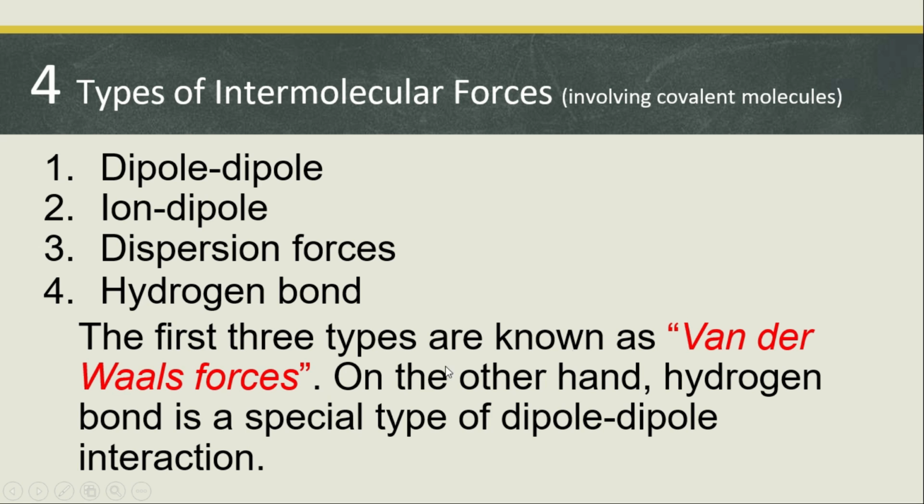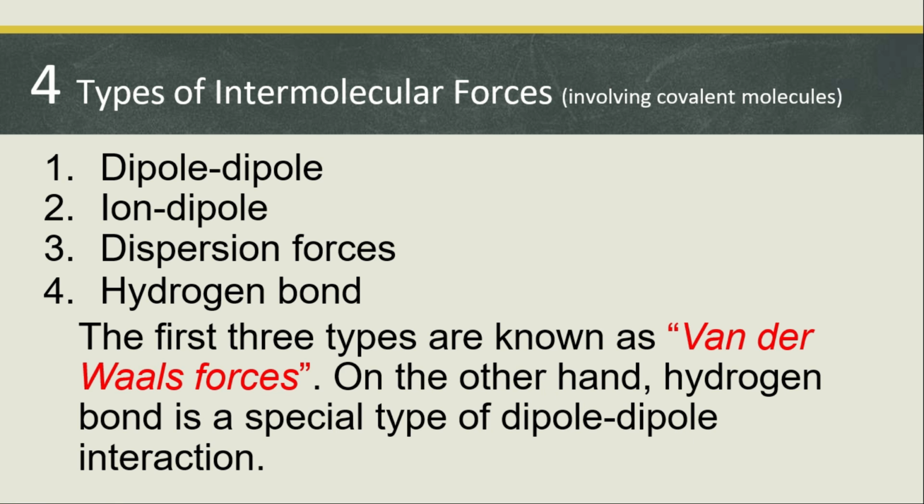As I have said, there are 4 types of intermolecular forces. First is the dipole-dipole, second ion-dipole, third dispersion forces, and fourth is the hydrogen bond. Now the first 3 types are known as the van der Waals forces. It is named after a scientist, van der Waals. On the other hand, hydrogen bond is a special type of dipole-dipole interaction. We will later on find out about hydrogen bond.